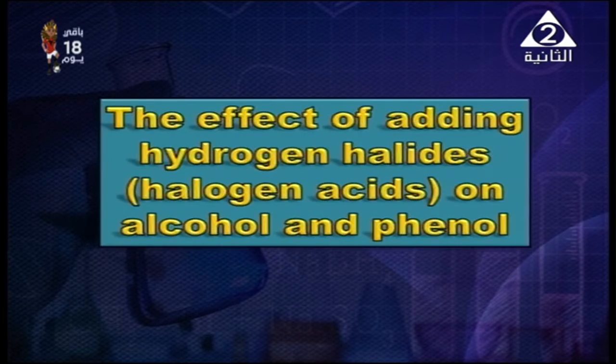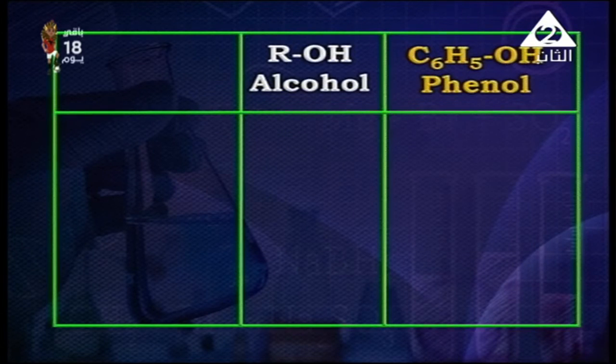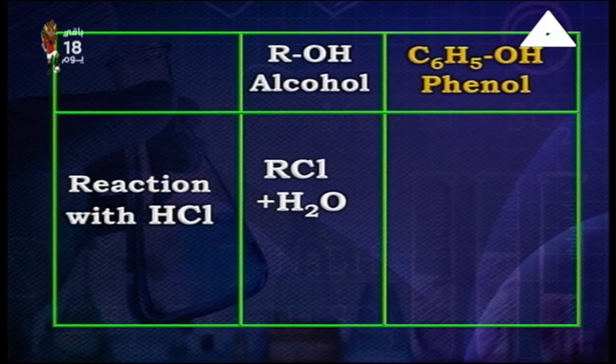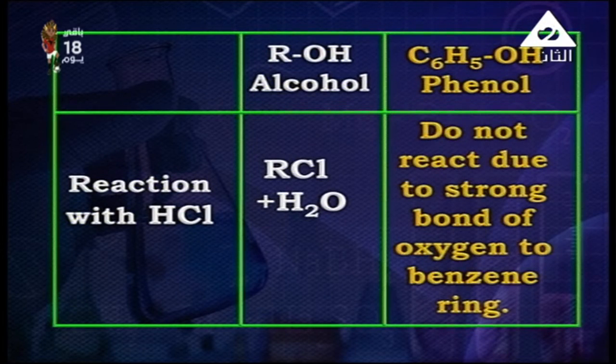Now, my dear student, we are going to compare the effect between adding hydrogen halide or halogen acid to alcohol and phenol. Here is the reaction of alcohol or phenol with hydrogen chloride or hydrochloric acid. Alcohol gives alkyl halide and water is produced, while phenol doesn't react due to the strong bond of oxygen to benzene ring.